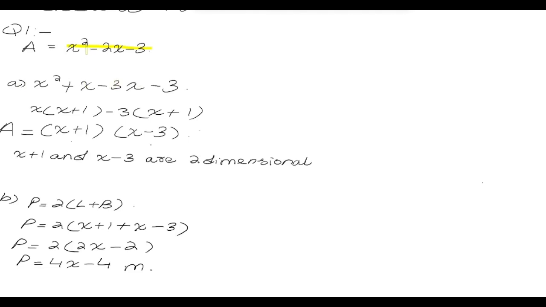So we can write, instead of negative 2x, x square plus x minus 3x minus 3, and we'll take the common between x square and x, that is x. We'll have x plus 1 here, x plus 1 here. So the common terms are x plus 1 and x minus 3. So these are the dimensions for the veranda.